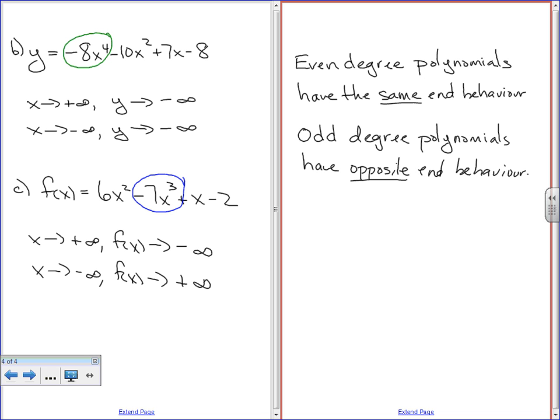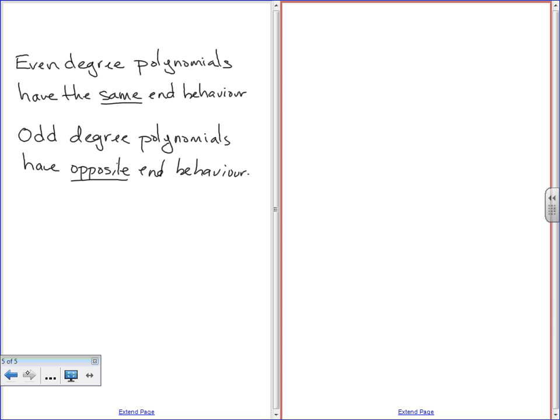Now, if this guy here was positive, right? The only difference is this guy would have headed to positive infinity, this guy would have headed to negative infinity. Right? When it says opposite end behavior, it just means that one side's going to go to positive, one side's going to go to negative. Okay? That's what it means. Always. Okay. Any questions on end behavior?